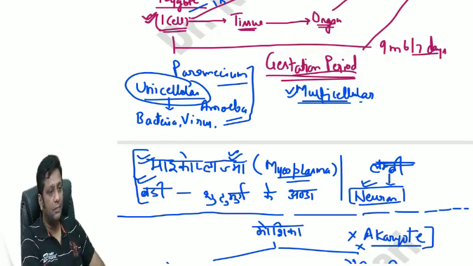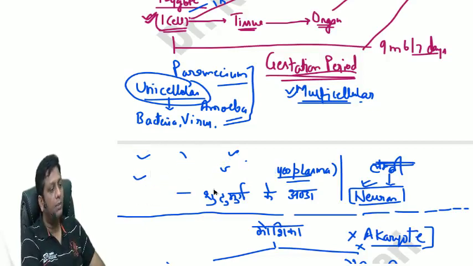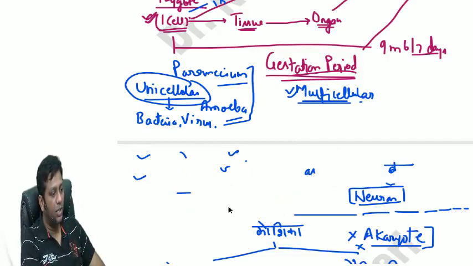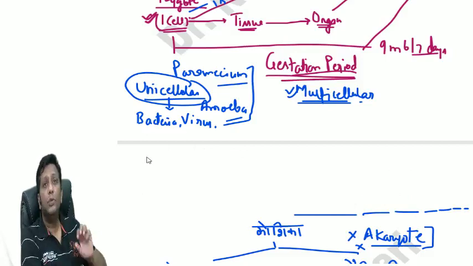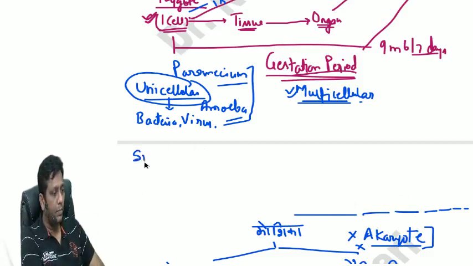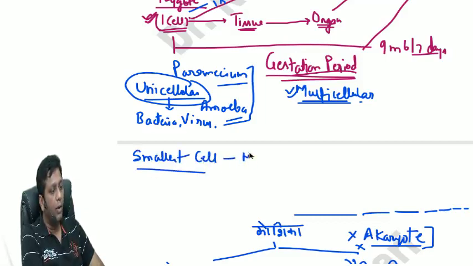Some facts for the state PCS only. Expect this kind of fact in the state PCS examination. It's a very stupid type of fact. Factual data I never like, but state PCS prefers factual data. They should have a preparation of facts also. If I ask you which is the smallest cell, which one is the smallest cell? You know, the smallest cell is mycoplasma.